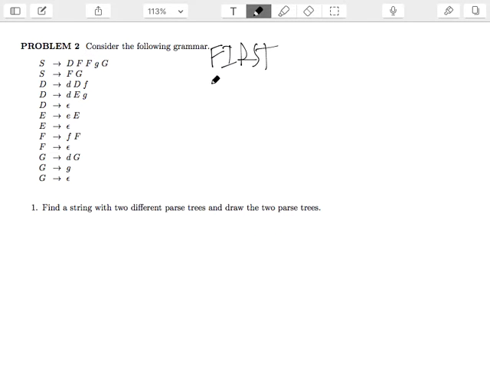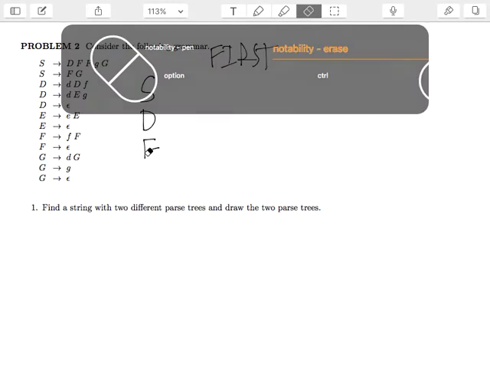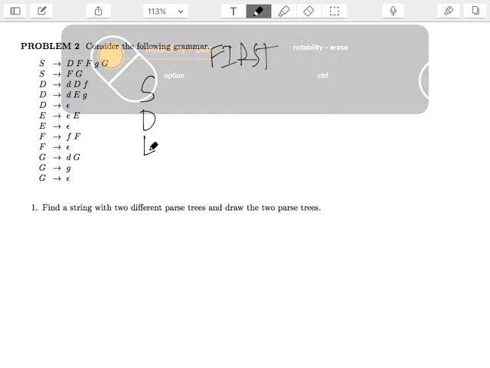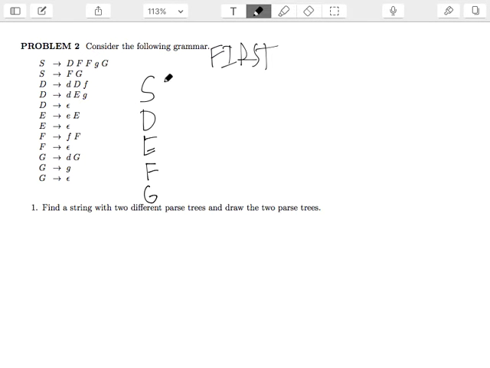So we have first. Let's start over here. S, D, F, D, E, F, G. Right, so they first start out as all empty sets.